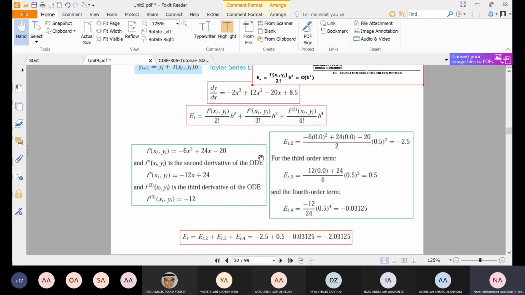We can combine them to get the error here. We compute the error due to the second derivative term, compute the error due to the third derivative, and compute the error due to the fourth derivative. After that, we combine them. But in a simple way, we can use only the second derivative to compute the value of this error.